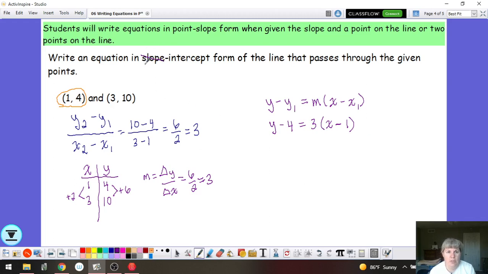Oops, my directions don't say that. My directions should have said point-slope form. Next unit, we'll show you how to take this to slope-intercept form.